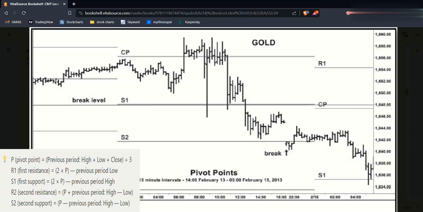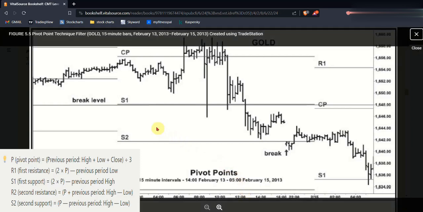We have a specific formula to calculate this pivot point. Just follow the notes or just follow the book. It carries the formula information. So in this chart, you can see CP is the center point. S1 is support zone 1, support zone 2, support zone 3. Similarly, R1, R2, R3 will be there, which is resistance.